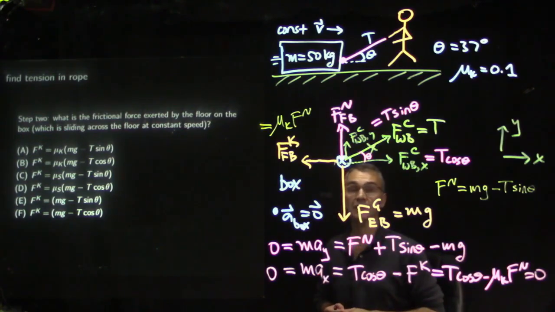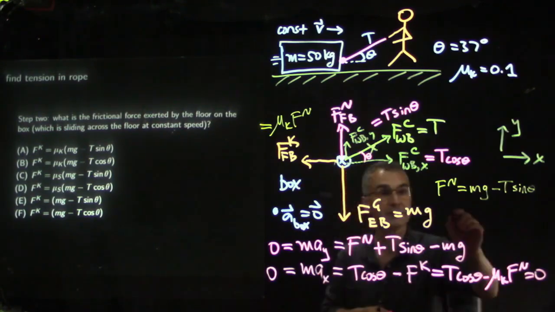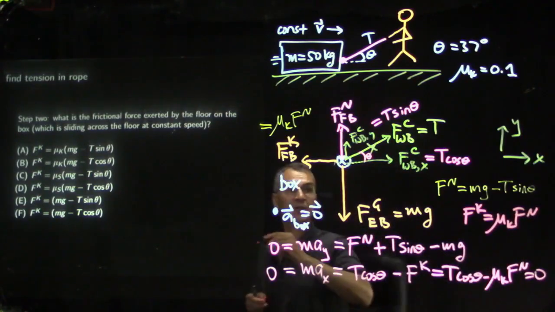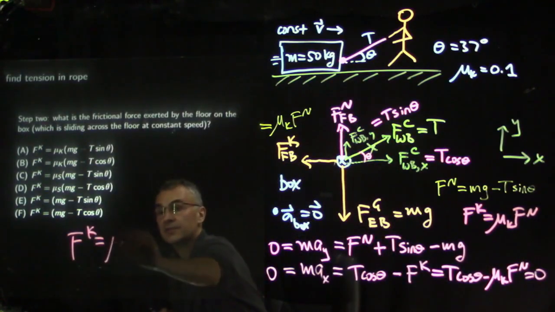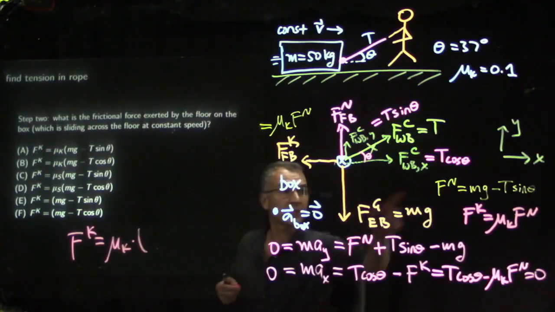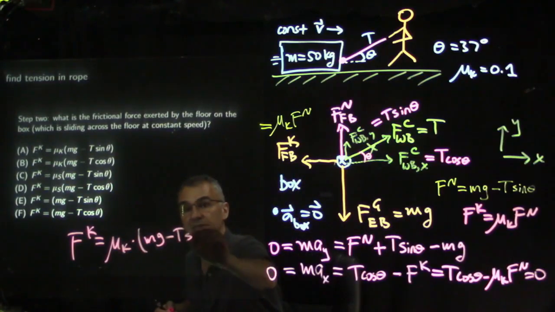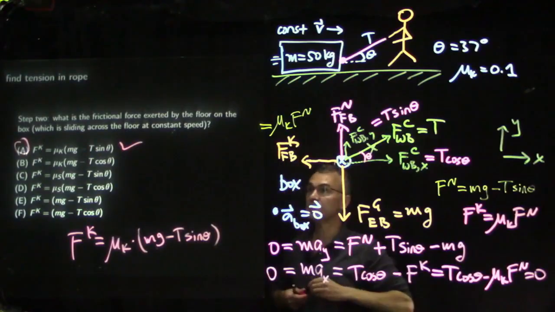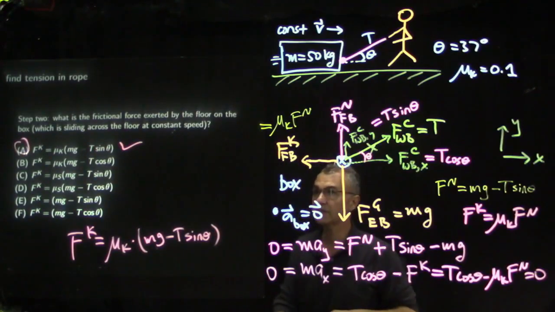Well, it must be F normal times mu kinetic. F kinetic is mu kinetic times F normal. So that must be that F kinetic is mu kinetic times this expression we had before, mg minus T sine theta. Ooh, I think I like this, A, alpha. So F kinetic is mu kinetic times (mg minus T sine theta).